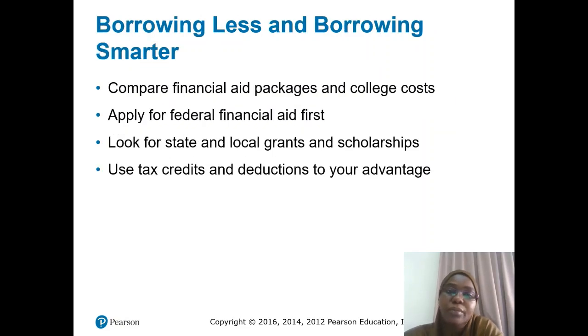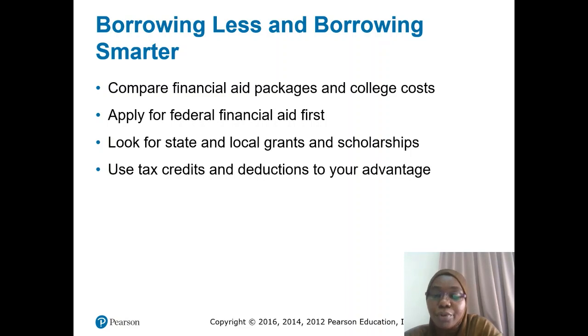Borrowing less and borrowing smarter. We mentioned borrowing less and smarter just now. So you have to compare your financial aid packages and college costs for you to be able to know, and then apply for federal financial aid first. You don't just quickly rush to private lenders to borrow money.